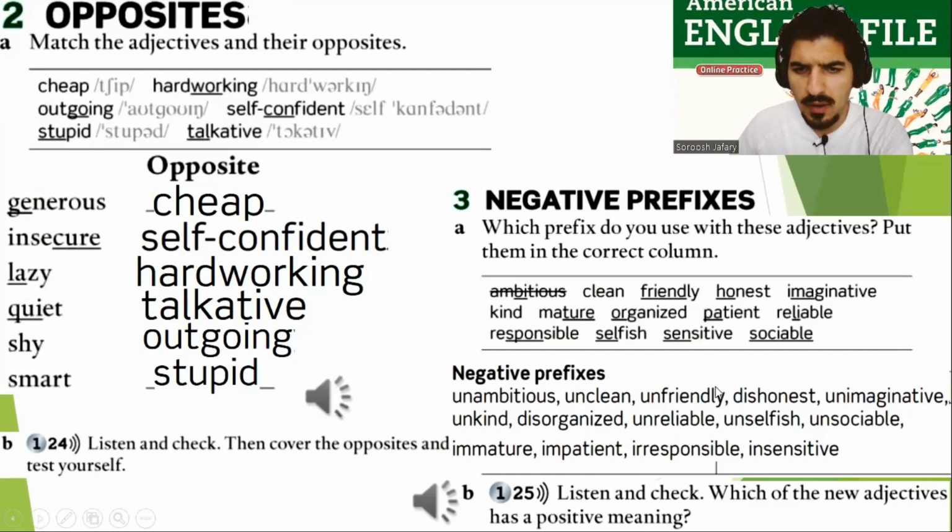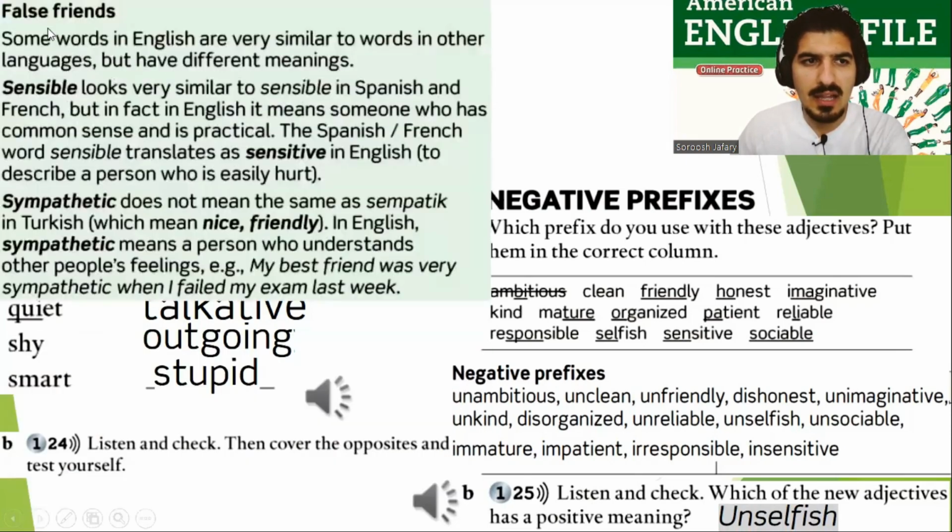Check them one by one. Which one has a positive meaning? Can you tell me? Very good. That's unselfish, because selfish itself is a negative word. So unselfish has a positive meaning. And look at this part, false friends.